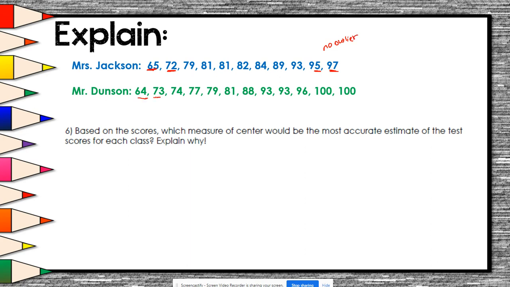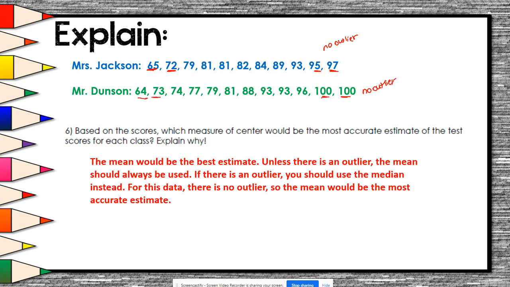Mr. Dunson goes from 64 to 73, again, pretty close. And 100 to 100, they're the same number. So there is no outlier for Mr. Dunson either. Because there's no outlier, I would say that the mean would be the best estimate. This is because when there is no outlier, the mean should always be used to describe your data. If there is an outlier, then you're going to use the median instead. But for this set of data, there is no outlier, so we would use the mean because that is the most accurate estimate.